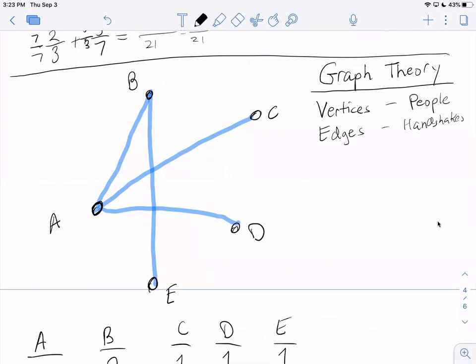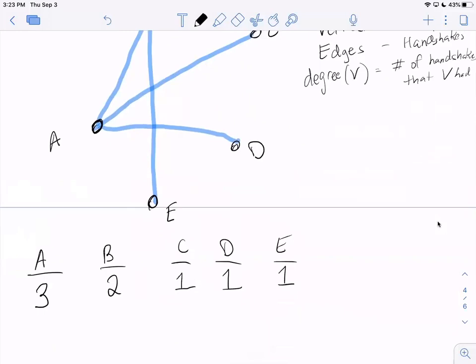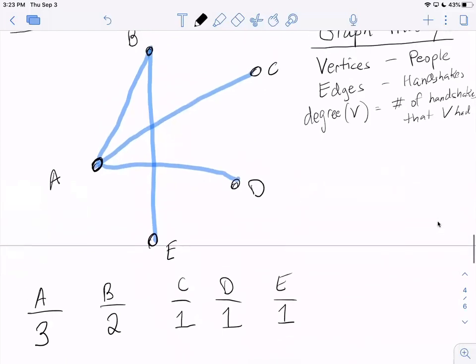And the degree of a vertex V is equal to the number of handshakes that V had. Okay, so all we did here is find the degree of each vertex, just the number of handshakes that each one had.